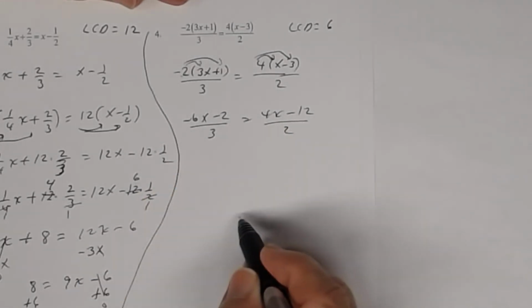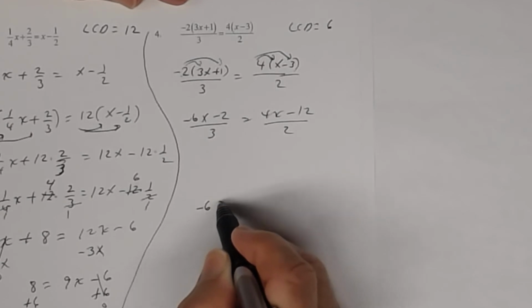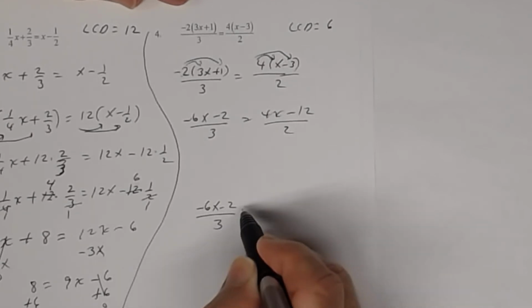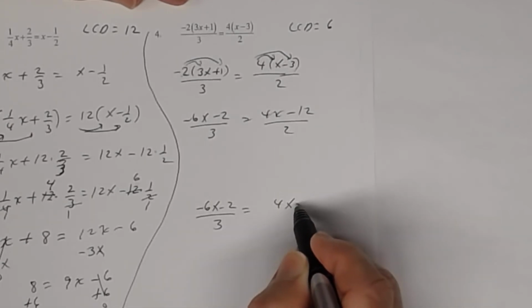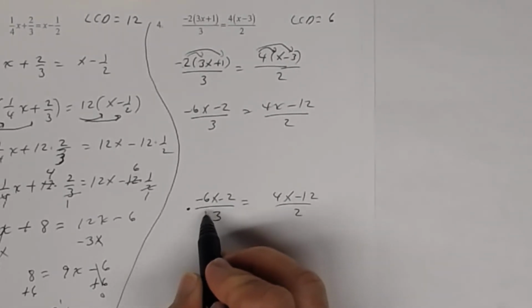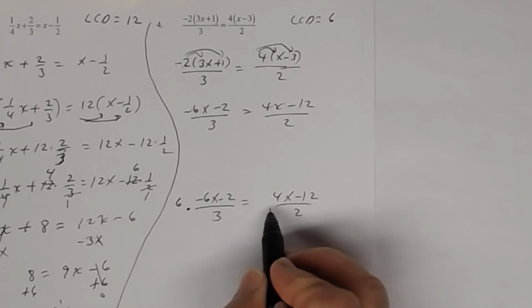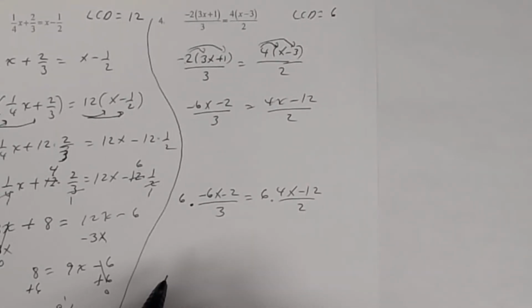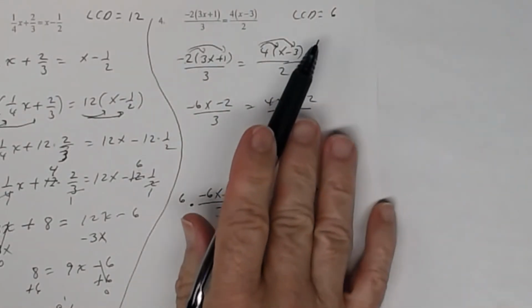I'm going to put that here since I need a little bit more room. Negative 6x minus 2 divided by 3 equals 4x minus 12 divided by 2. All right, so I'm going to multiply this fraction by 6, and I'm going to multiply this fraction by 6. The least common denominator is 6.